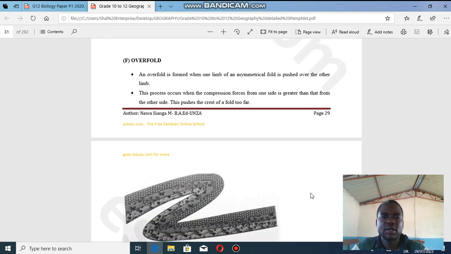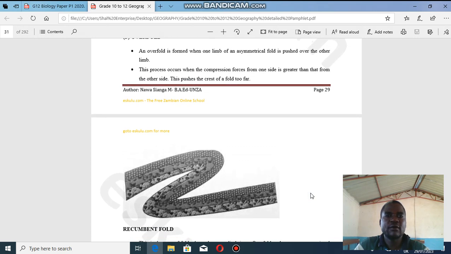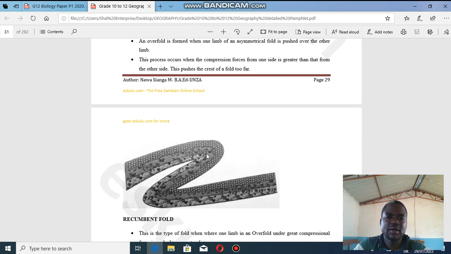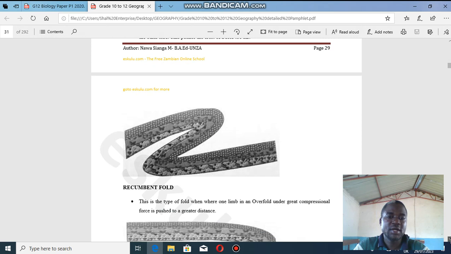We have the overfold. An overfold is formed when one limb of the asymmetrical fold is pushed over the other limb. The process occurs when the compression force on one side is greater than that from the other side. This pushes the crest of the fold too far. As you can see, this is the overfold. There are questions asking the name of a structure like this, then they put overfold, simple fold, anticline, syncline. So you tend to get confused if you are not careful.